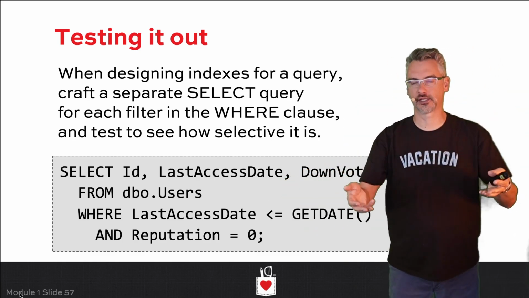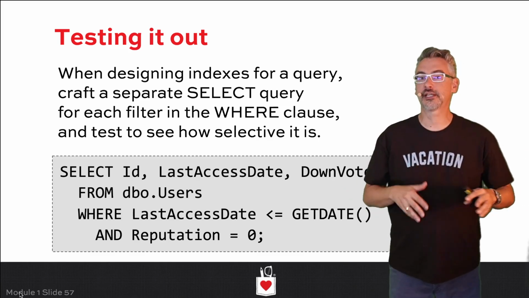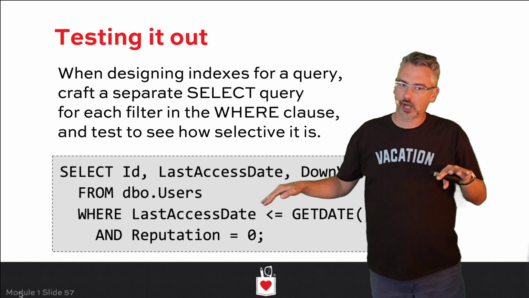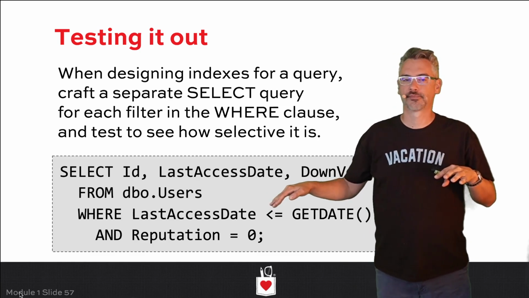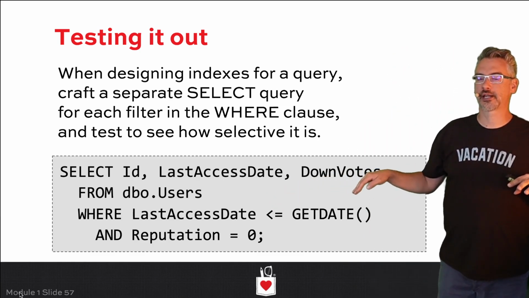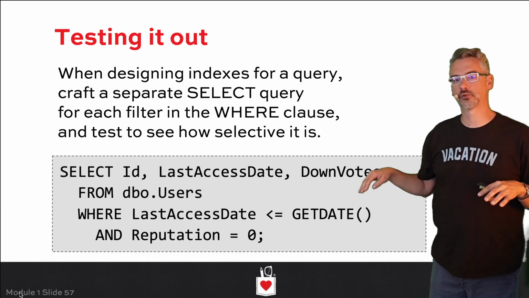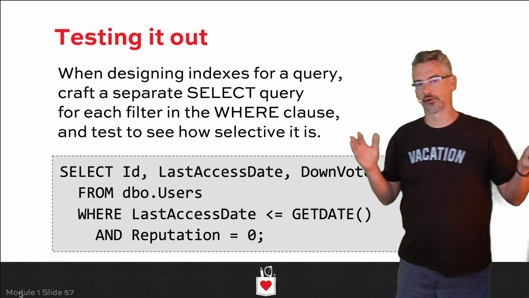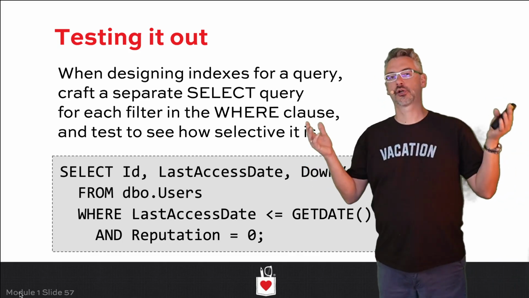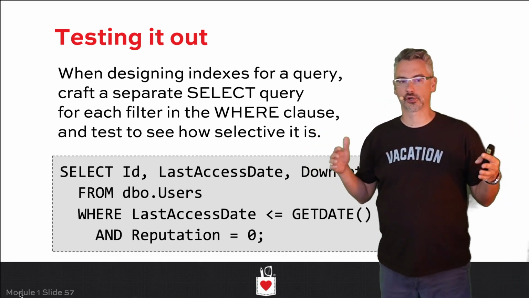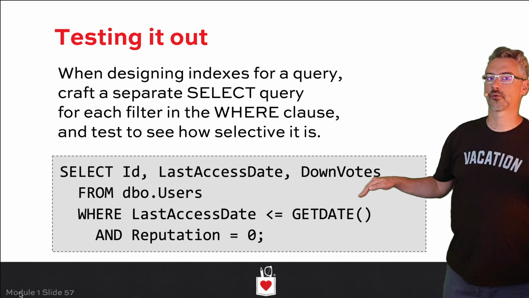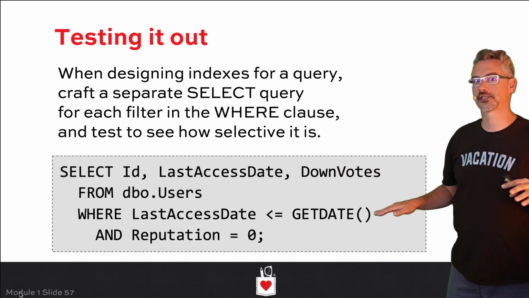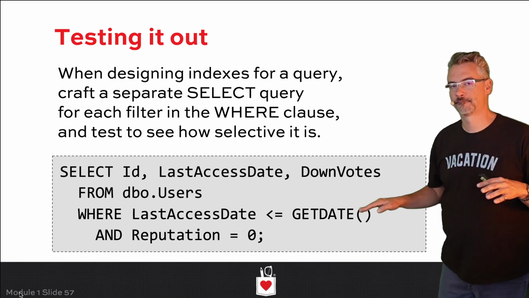extremely selective. Everyone logged in at different times. Every value in here pretty much is unique. But if my query looks like this, show me all the people who logged in before right now, well, that's everybody. Until the terminator logs in from the future, every last access date that we're looking for is always in the past. So this isn't selective at all.